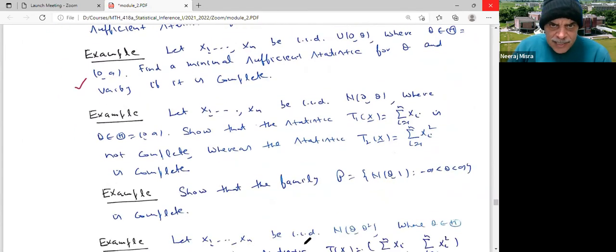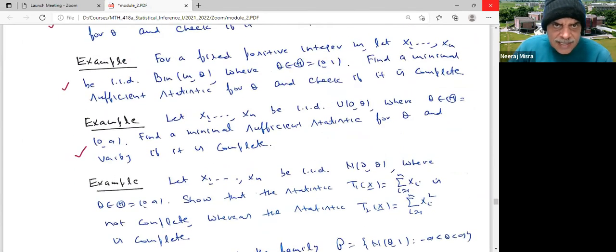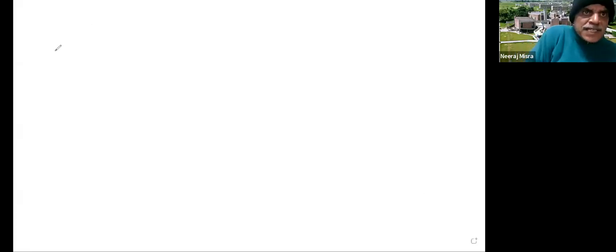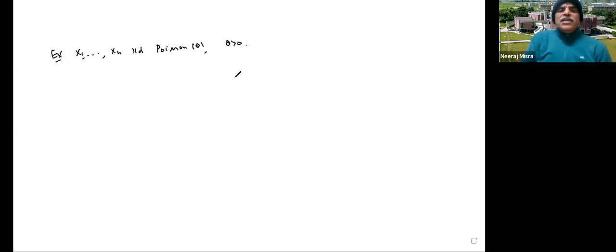So let me use the whiteboard so that you can understand how to do these problems. The first example which we were considering was X1, X2, ..., Xn is IID Poisson theta, theta is greater than 0. You have to find a minimal sufficient statistic and check if it is complete or not.